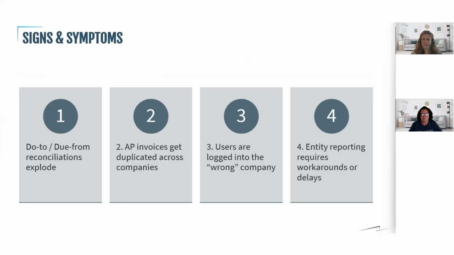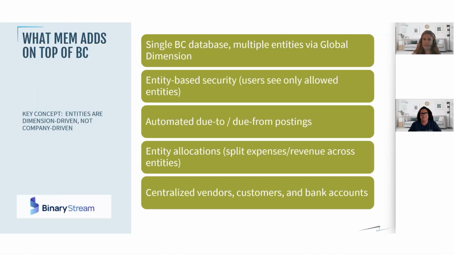So if those due to, due from reconciliations explode, or AP invoices start to get duplicated across companies, users are logged into the wrong company, or entity reporting requires workarounds, or there are delays, these are some operational symptoms. They're not accounting failures. They're just a symptom that some of the way the system is configured and the way that you're managing multiple entities may need some additional functionality. And that is where MEM can come in.